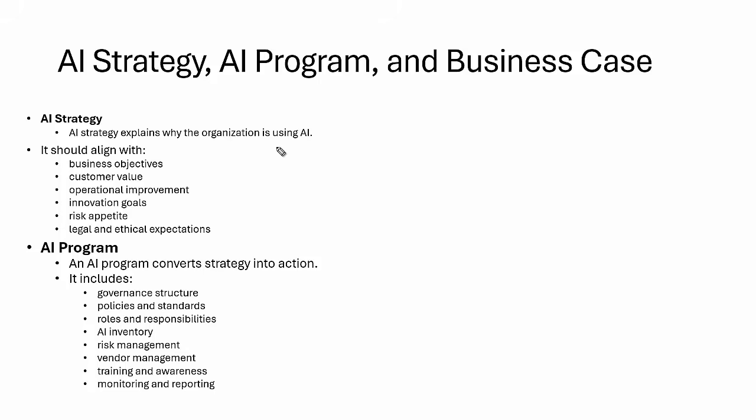So we start with the AI strategy, because the AI strategy explains why an organization is using AI. It should be aligned with business objectives, customer value, operational improvement, innovation goals, risk appetite, and legal and ethical requirements. Then, based on that, we create a program. The program includes the governance structure, policy, roles, inventory, risk management, vendor management, monitoring, and everything.